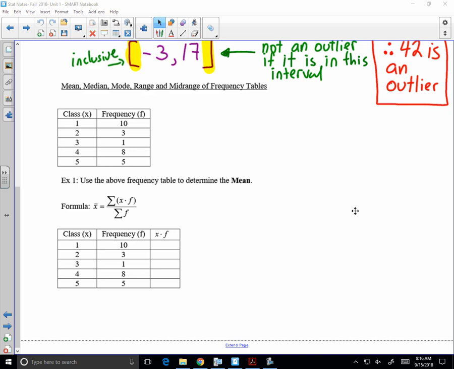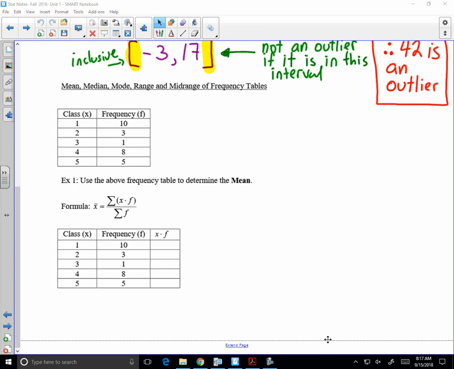Right? So in this case, just kind of skipping ahead, you could pretty quickly and easily identify what the mode would be, because all you have to do is figure out what number occurs the most. And when you're talking about a frequency table, you're saying to yourself, 1 occurs 10 times, 2 occurs 3 times, 3 occurs once, 4 occurs 8 times, 5 occurs 5 times. Right? So when you read it out to yourself like that, it becomes painfully obvious what the mode is. But we'll get to that in a few minutes.